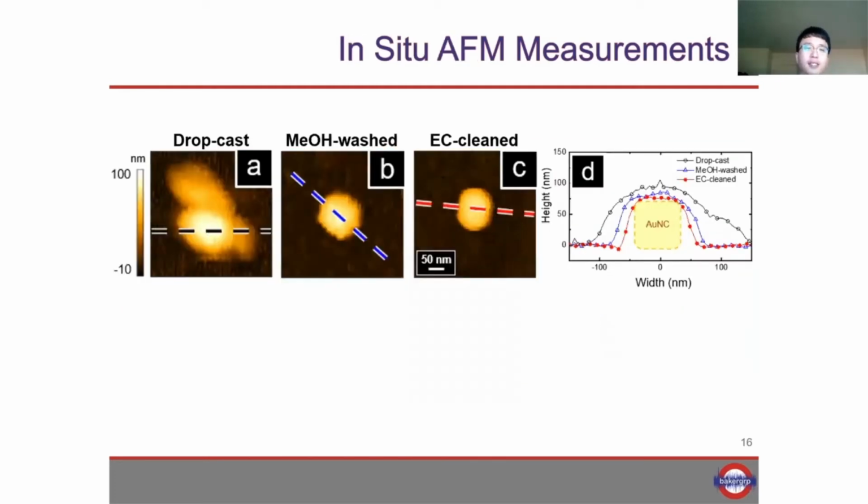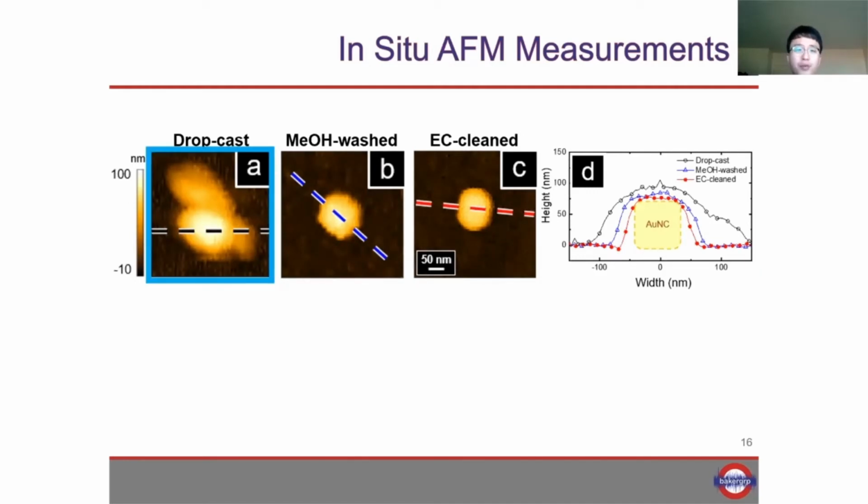Next, in situ AFM topographies of CTAB ligands with single nanoparticles were shown in this slide, which was acquired in deionized water carefully. Figures A to C show AFM topographies of gold nanocubes, drop cast, methanol washed, EC cleaned gold nanocubes in order. Figure D illustrates the cross-section line profile of the 3 different gold nanocube samples for comparison.